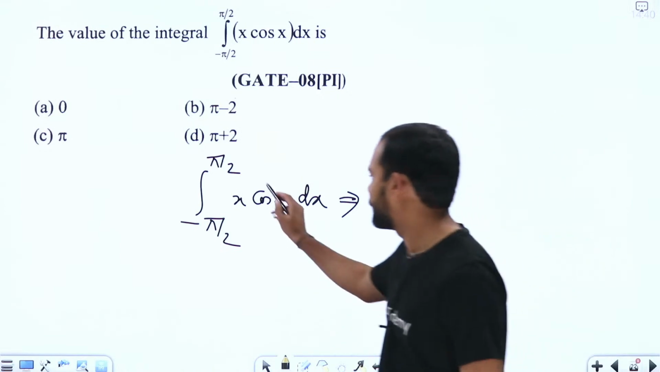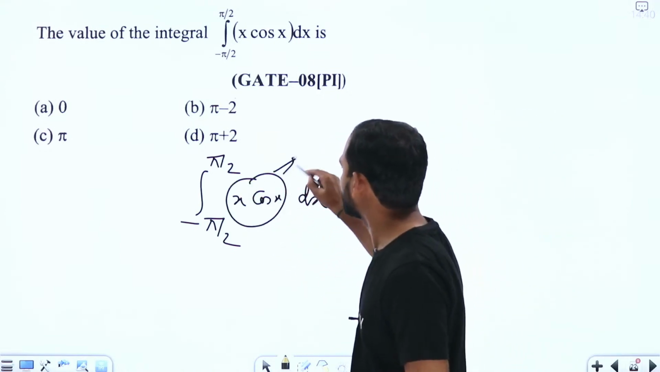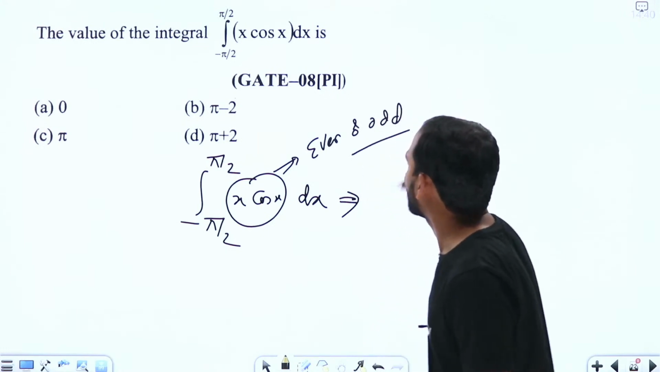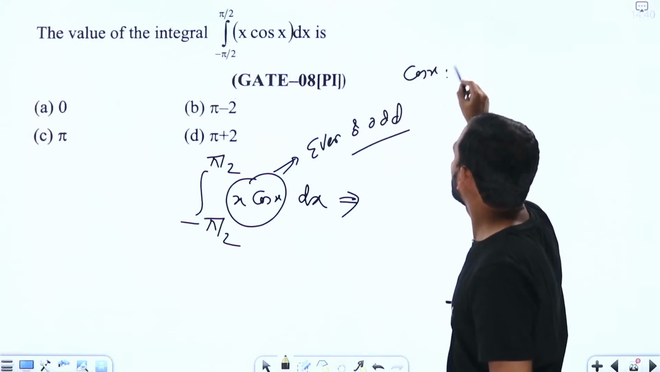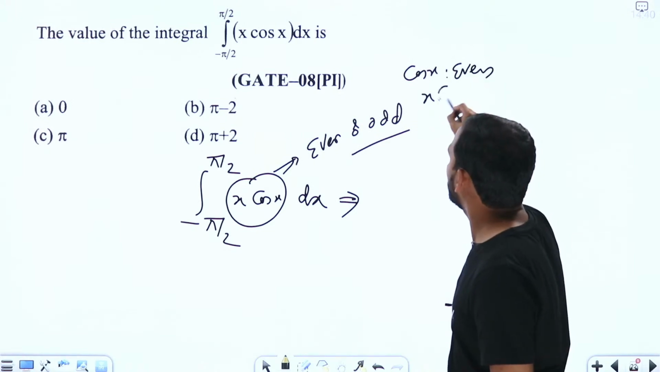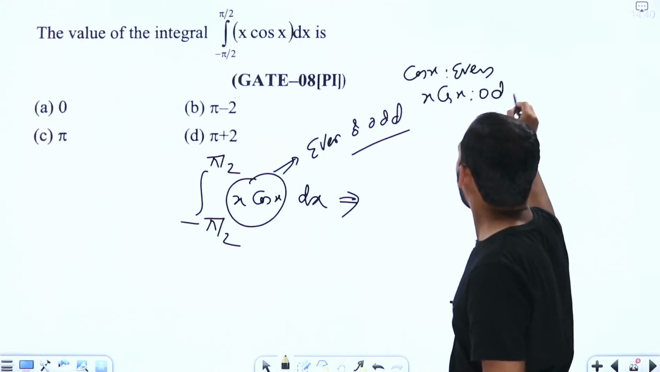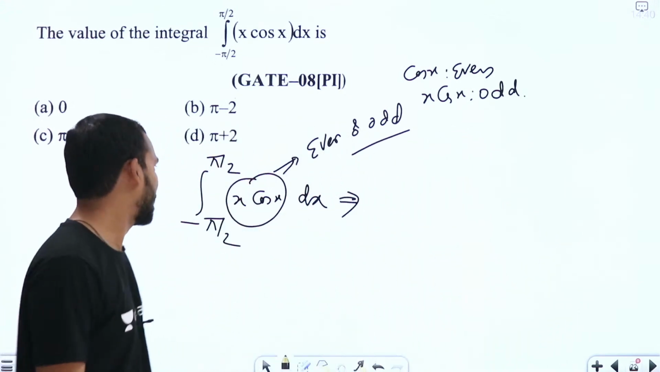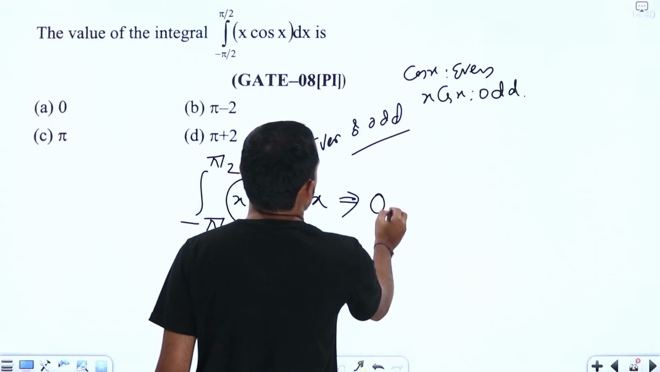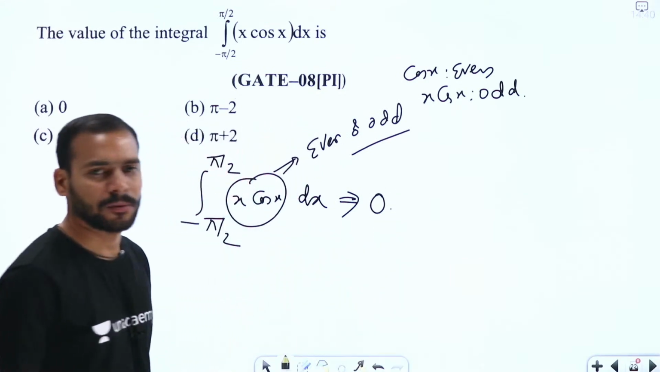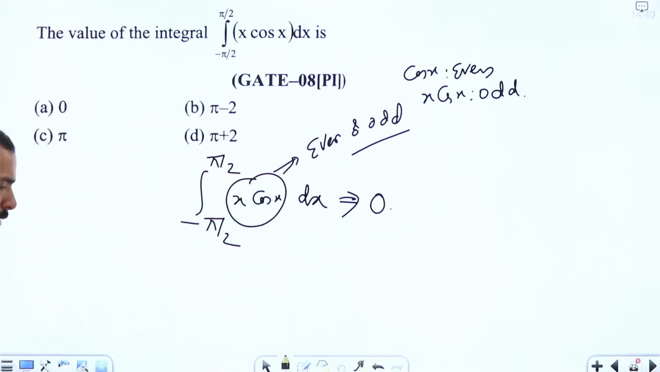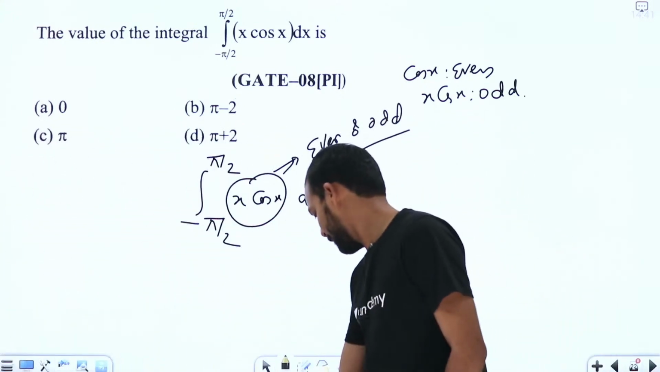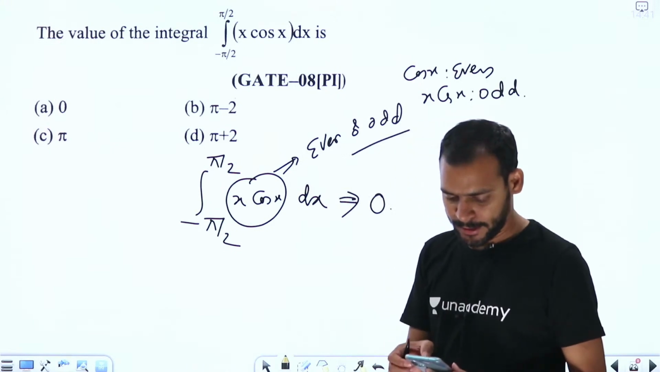Check again. Is x cos x even or odd? cos x is going to be even here, but x cos x is going to be odd. So as per that, we can say directly the answer is going to be 0, right? It's a very easy, straight question. Is it clear, guys? Is it clear or not?